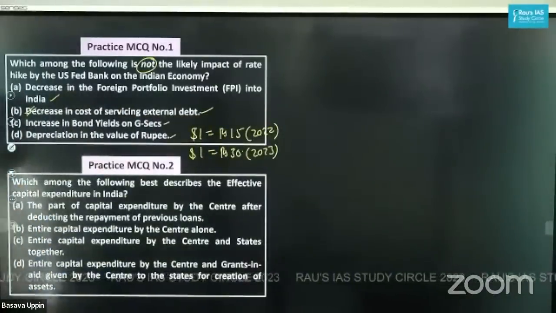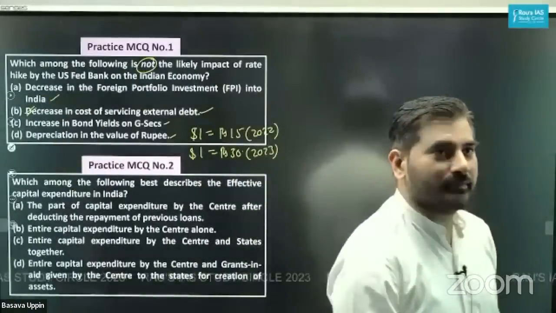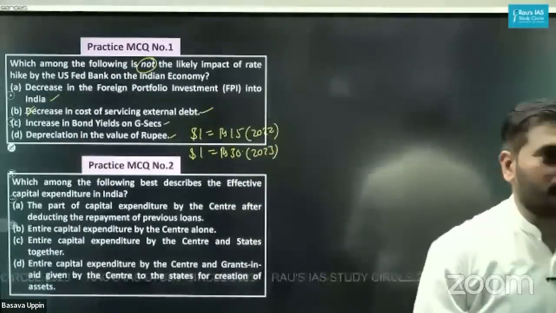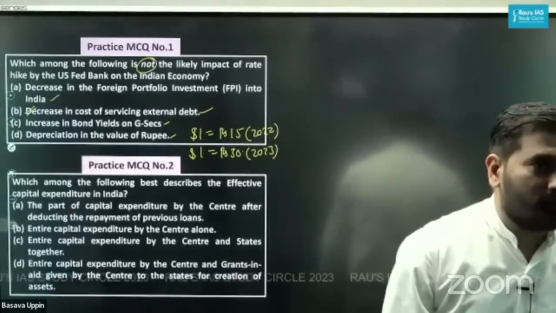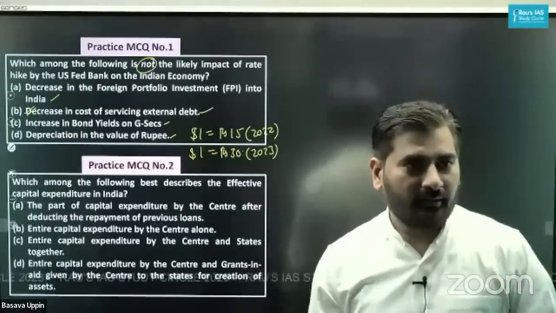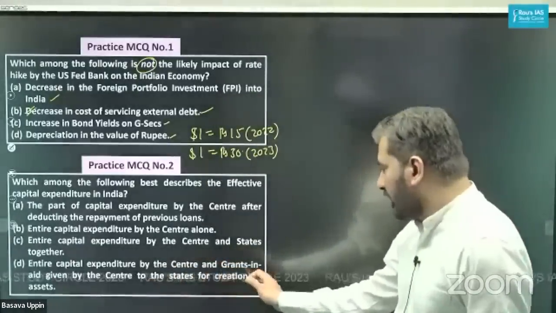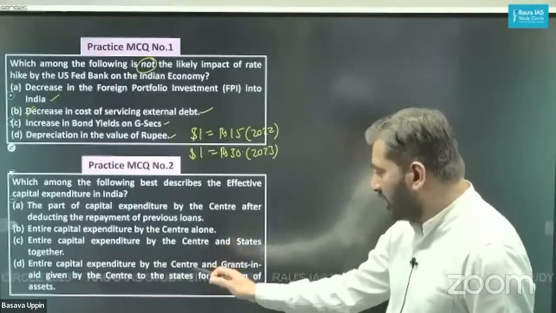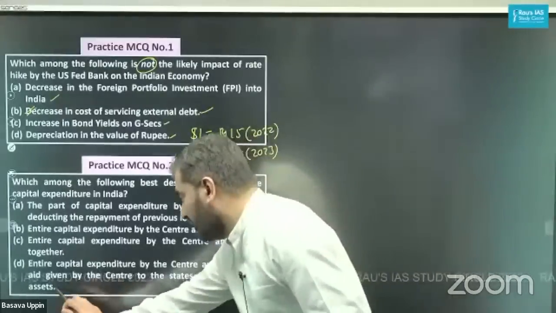Please have a look at this question. Which among the following best describes the effective capital expenditure in India? What do you think? Good Tanishka. Good Abhidya. Good Gayatri. Okay. So you can see the effective capital expenditure is the entire capital expenditure by the center and grants in aid by the center to the states for creation of assets. So the right answer is D.